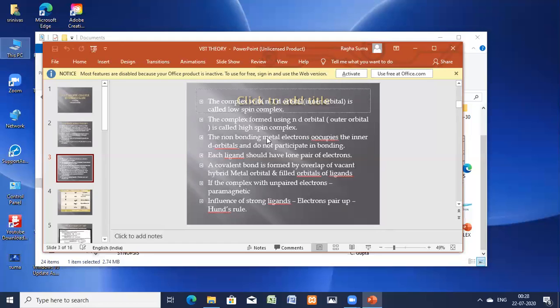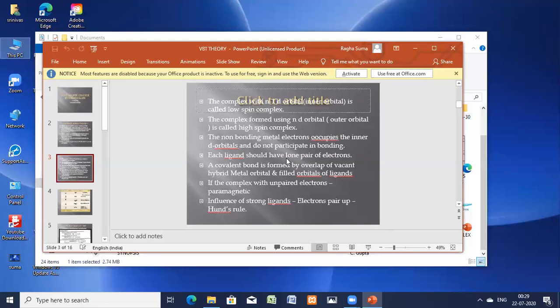The non-bonding metal electrons occupy the inner orbitals. Whatever innermost electrons are there, they don't participate in the bond, so they are nothing but the non-bonding metal electrons. Each ligand should have a lone pair of electrons. Then only it can bond with the metal.